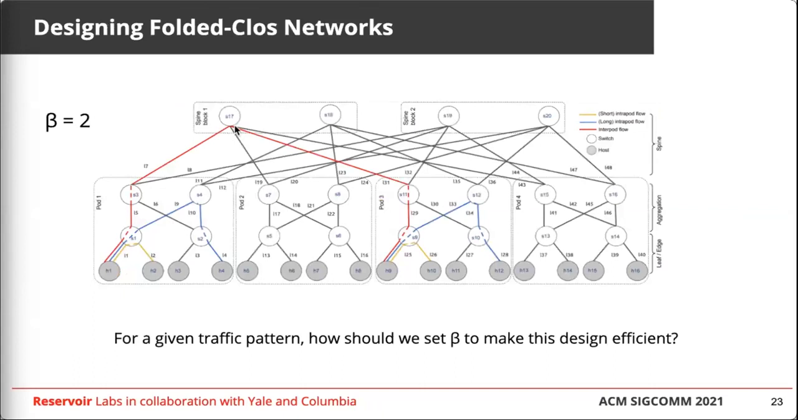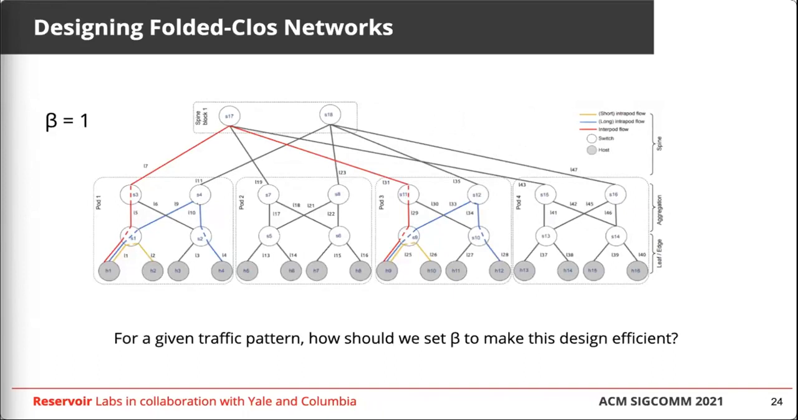Let's denote the number of spine blocks by beta. In this picture, we have beta equals 2, which in this case is a folded Clos with full bisection bandwidth, but you could make beta equals 1, and the picture would look like this. All the hosts are still connected. There's just more flows sharing each link. So the design question that we have is, for a given traffic pattern, how should we set beta to make this network as efficient as possible?